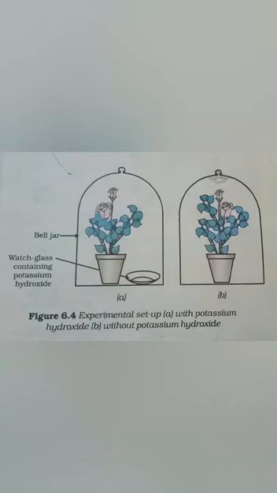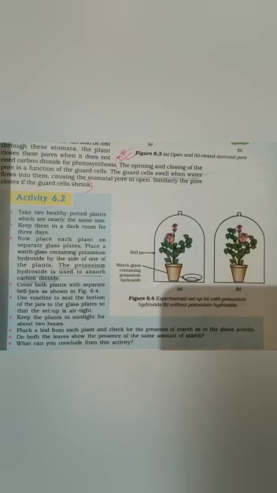Now let us discuss activity 6.2. This experiment is to show carbon dioxide is necessary for photosynthesis. In this experiment we have taken 2 healthy potted plants, similar in size. These potted plants are kept in a dark room for 3 days so that no new starch can be formed in the absence of sunlight, and the starch which was already there will be used up.